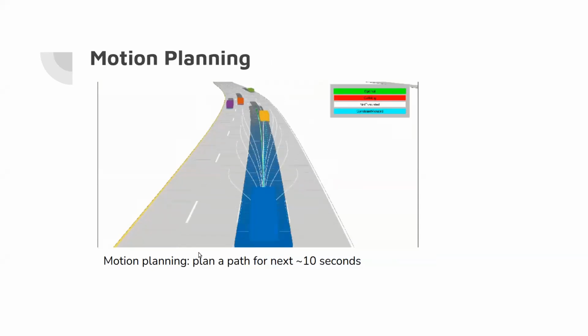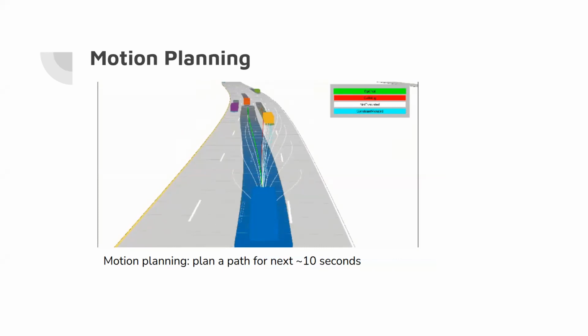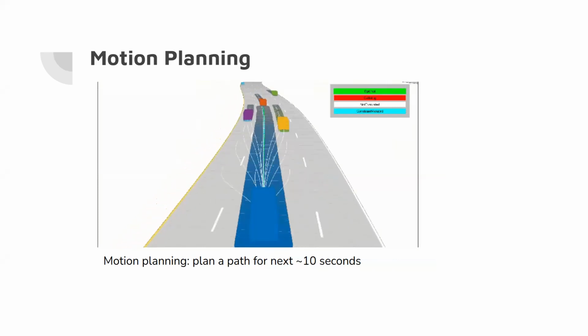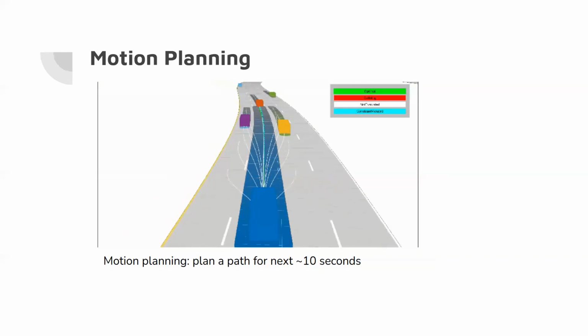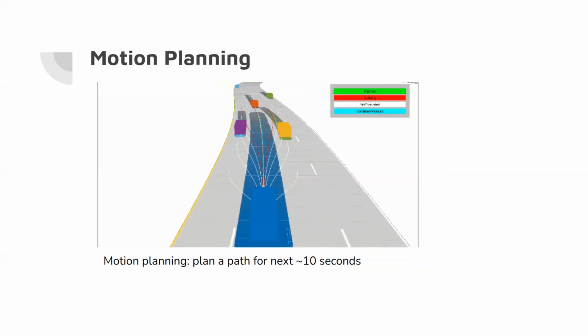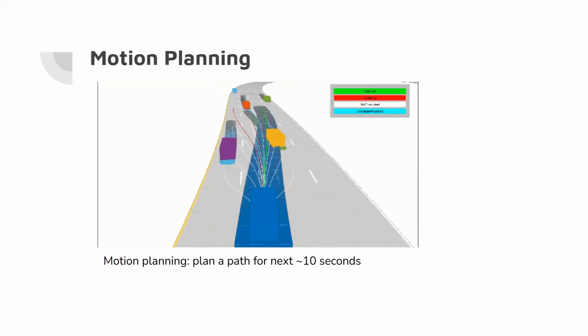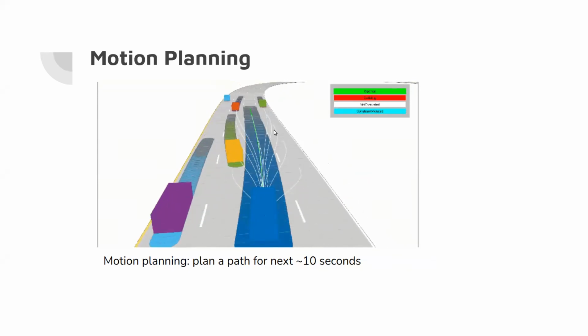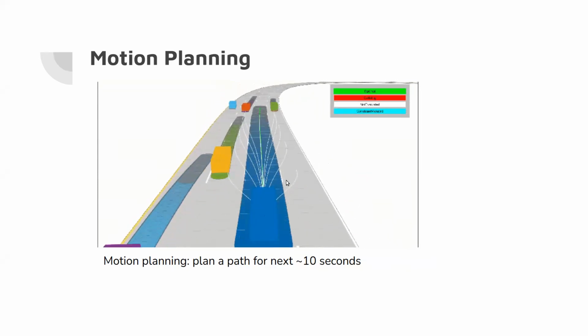Same thing for planning. Essentially, you plan multiple trajectories based on all the predictions. You roll out the sequence of actions you should take, and you probably roll out several possible sequences for your self-driving car, the blue one, to the future route. That's the motion planning, essentially.